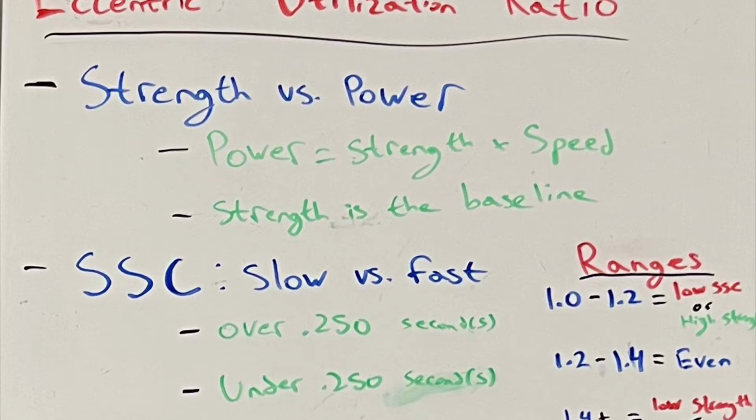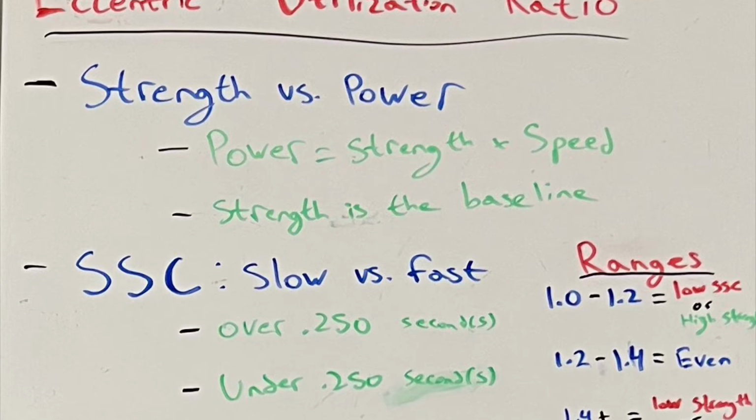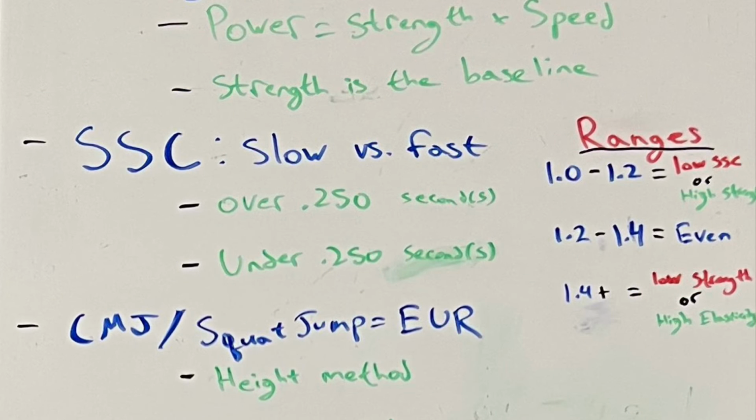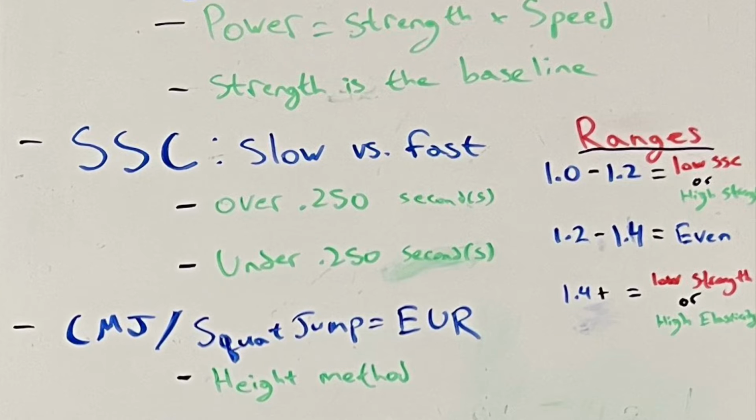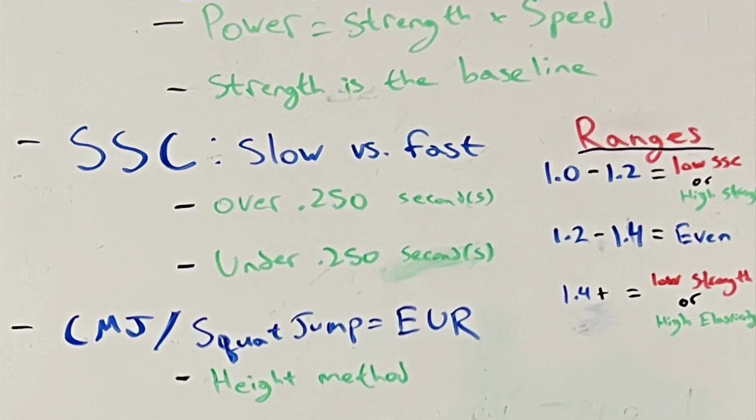The under 250, that's going to be like jump ropes, single leg stuff, quickness movements more so that are ankle dominant. Your vert jump and your broad jump, or your horizontal force production through acceleration, those are going to be more on the slow end of the stretch shortening cycle.